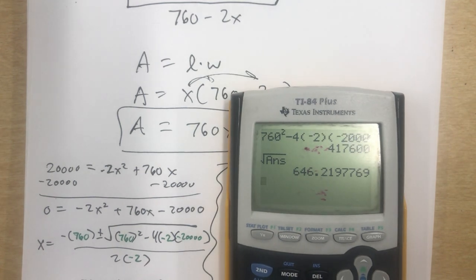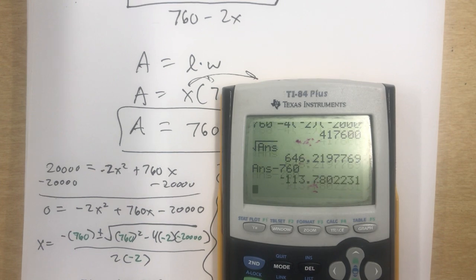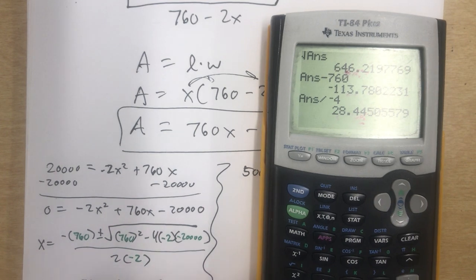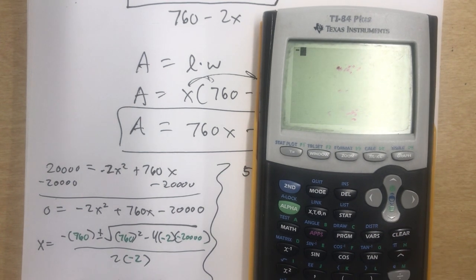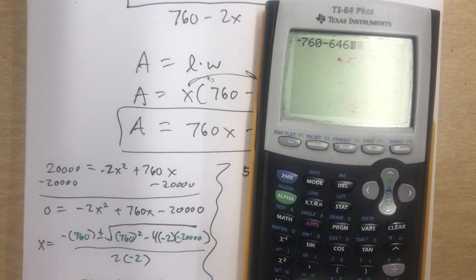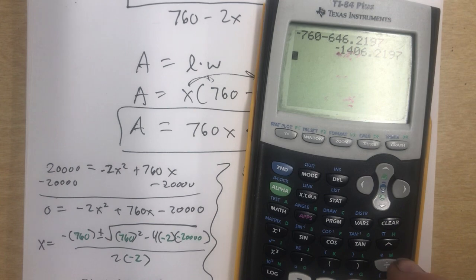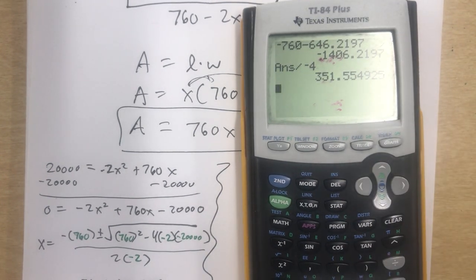All right, here's my first answer: 28.45 looks like. Okay. And then we'll do the other one, negative 760 minus 646.2197 equals, divide by negative 4 equals, and I get 351.55.